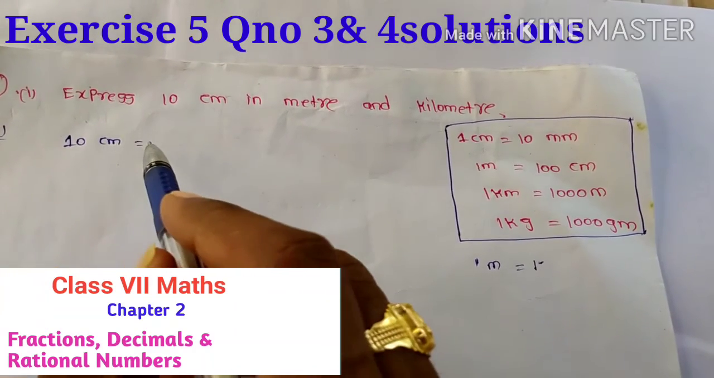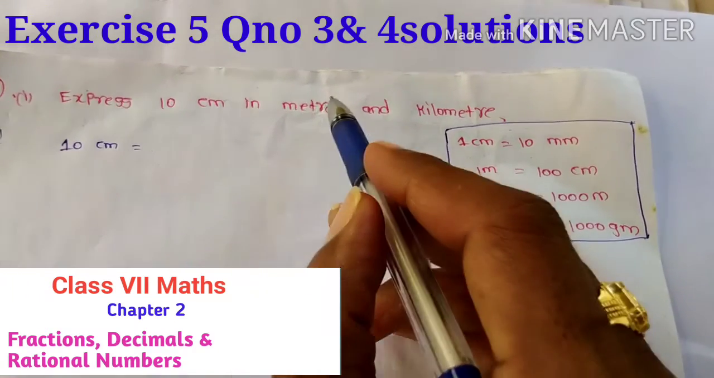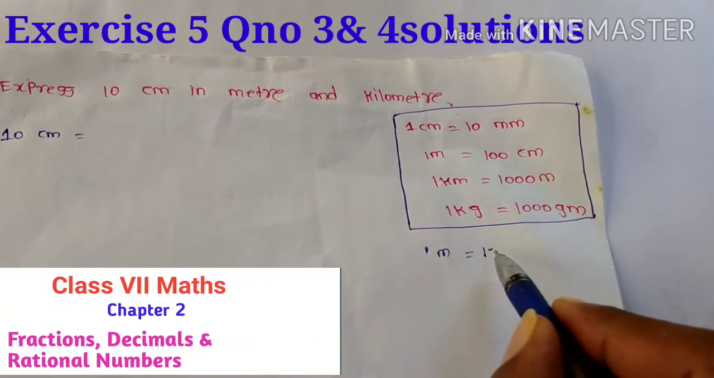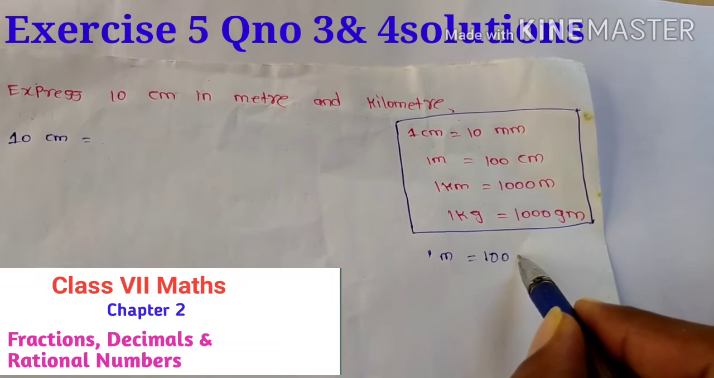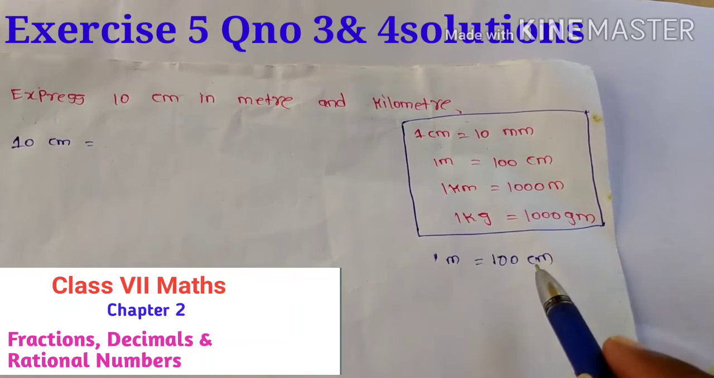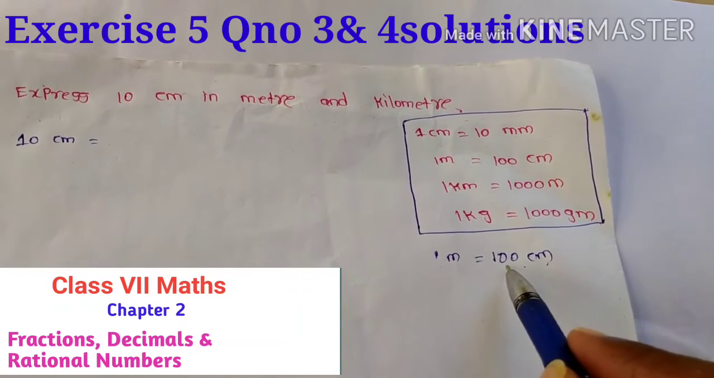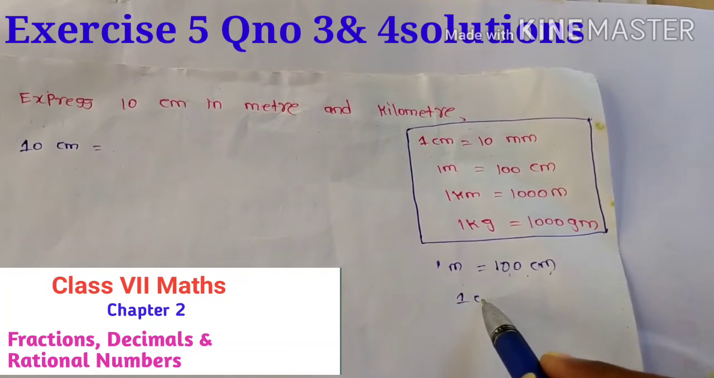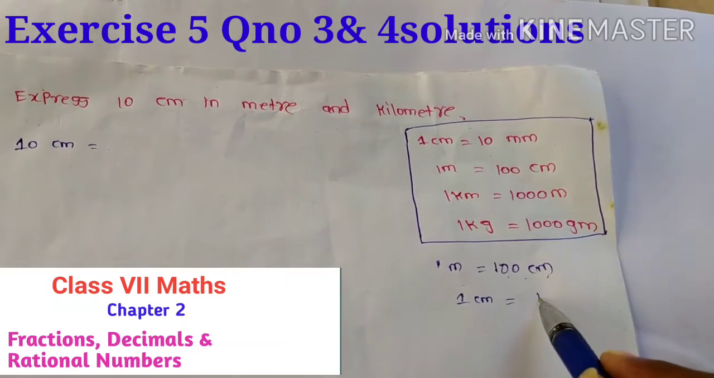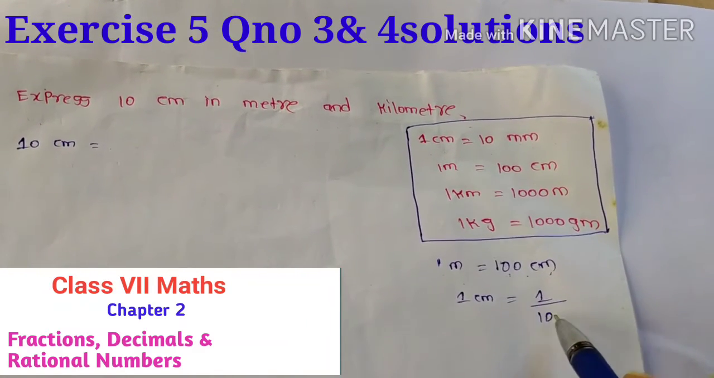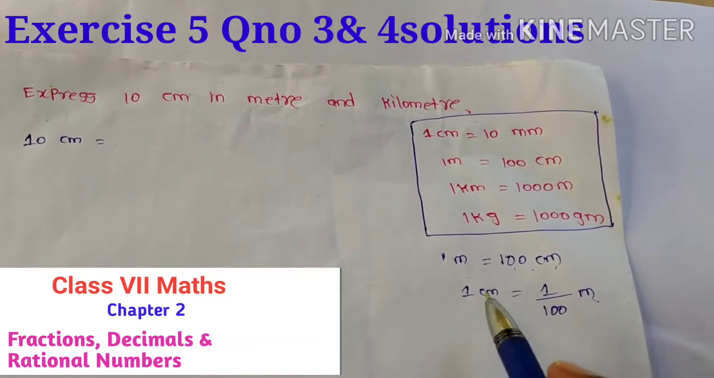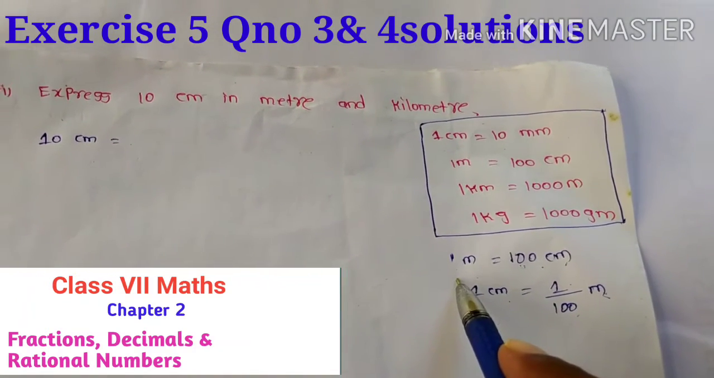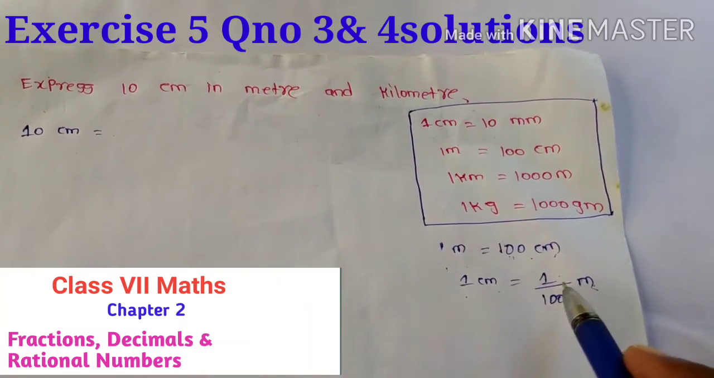10 centimeters is equal to, how can you express centimeters in meters? First of all, I know the relationship between meters and centimeters. 1 meter is equal to how much? 100 centimeters. Yes or no? 1 meter is equal to 100 centimeters. So you can transpose 100 to the LHS. That means I can write 1 centimeter is equal to 1 by 100 meters. Yes or no? Just transpose 100 to the LHS.